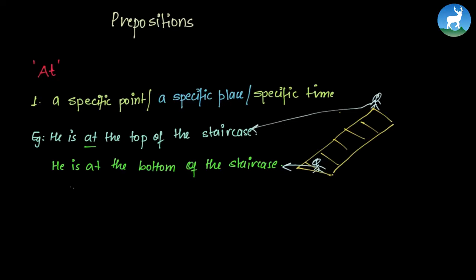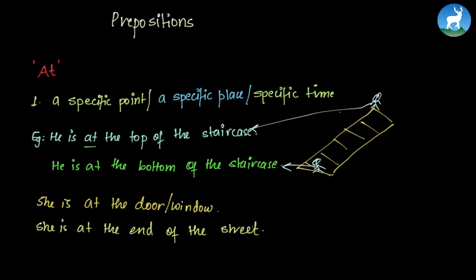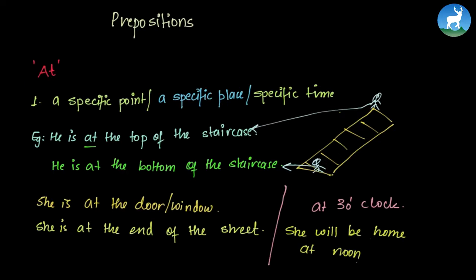Now for a specific place, we can say she is at the window or she is at the door. She is at the end of the street. We can also use at to talk about specific time. We can say at 3 o'clock. I'll be there at 3 o'clock. Or she will be home at noon. So this is a specific time, a specific point of a day, noon. So she'll be there at home.